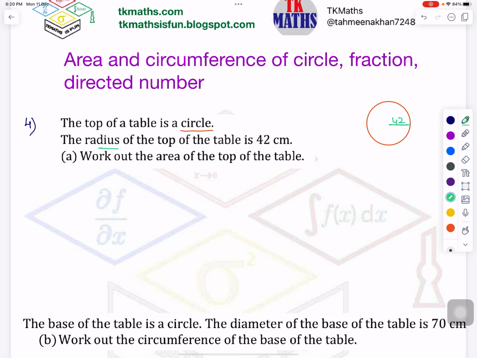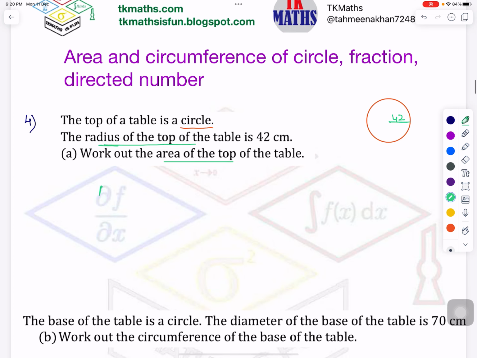The radius of the top of the table is 42 centimeter. Work out the area of the top of the table. So in simple words, the question is simply asking you the area of a circle which has a radius 42 centimeter. It is in the word problem form. It looks complicated, but actually it is not at all. And all of you know the area of the circle is what? Pi r square. Agreed? All year 7 students know very well the area of a circle is pi r square.